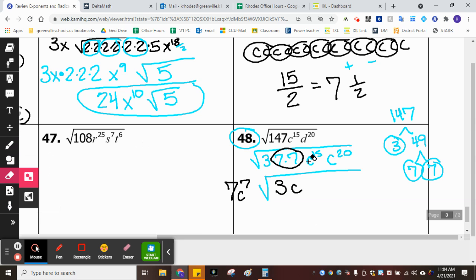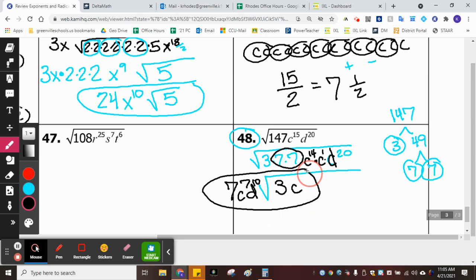The video on Delta Math shows you if you have C to the 15th, that's C to the 14th times C, because 14 divided by 2 is 7, and then there's 1 left on the inside. So they just went to the next even number. The next even number from 15 is 14, and then 1. And then if I have 20 D's, it's D to the 10th. And that's your answer.